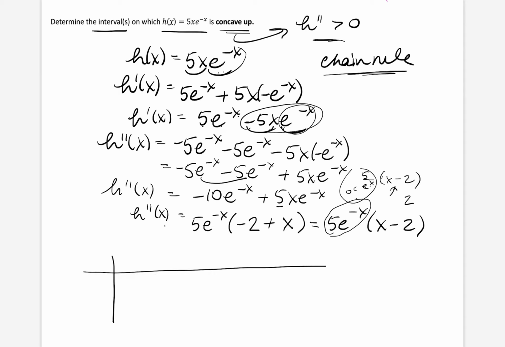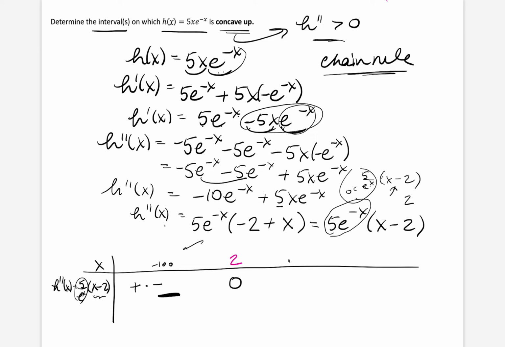So let's make a chart here, and let's put the value of x at the top that makes that second derivative equal to 0. And let's put our second derivative here in its factored form, so 5 over e to the x times x minus 2. And that equals 0 for x equal to 2. Now what about a value that's less than 2, like negative 100? Well, if x is negative 100, we already said 5 over e to the x is always positive. What about x minus 2? Well, that's going to be negative, right? So our second derivative is going to be negative for x less than 2.